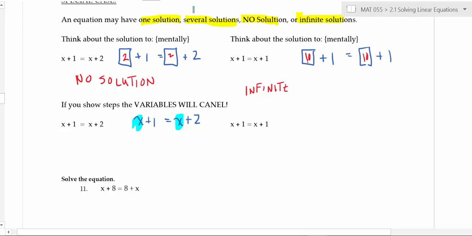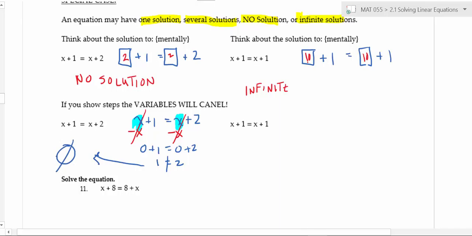So one thing that you could do is say, well, I want to get rid of this x, so I subtract x from both sides. If I do that, that goes to 0, that goes to 0. So what I'm left with is 0 plus 1 equals 0 plus 2. So I'm left with 1 equals 2. That's a contradiction. If you get a contradiction, that tells you that there is no solution. So a lot of times we put this empty set symbol right there to show that there's no solution. So that's one way you could do this.